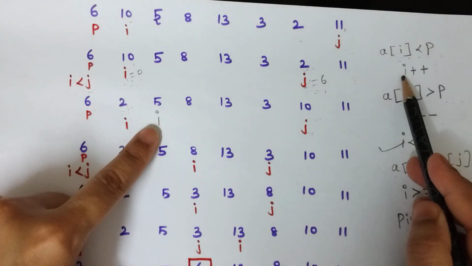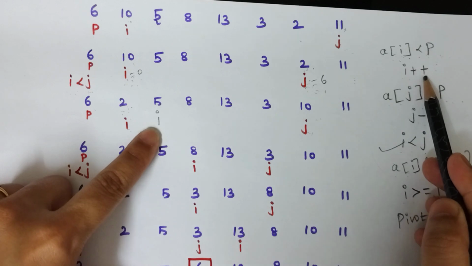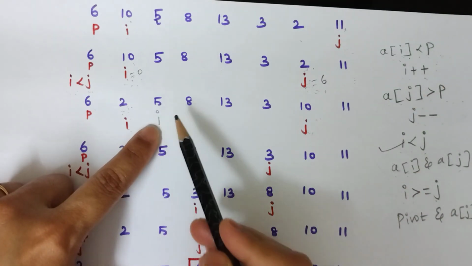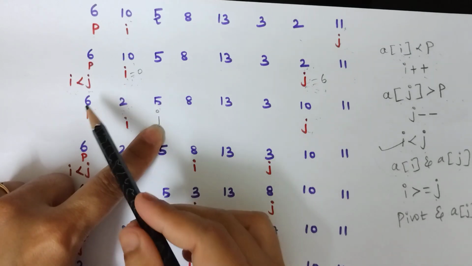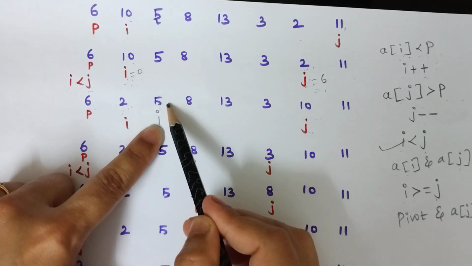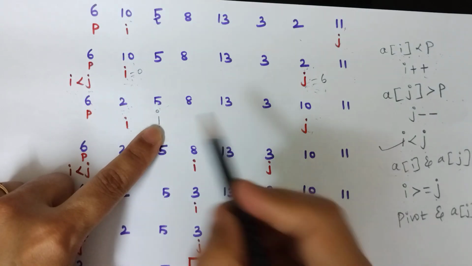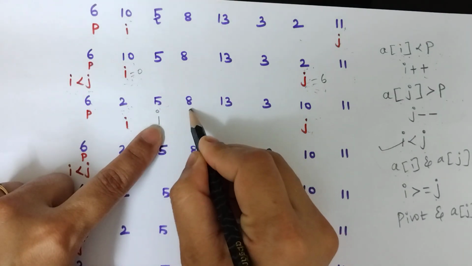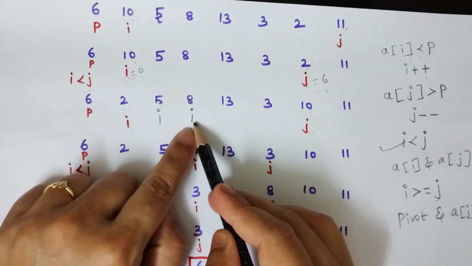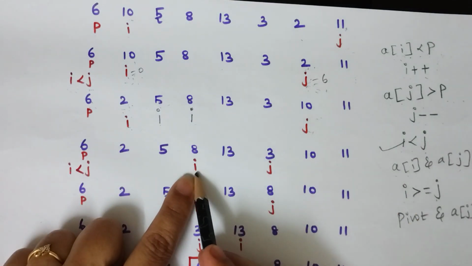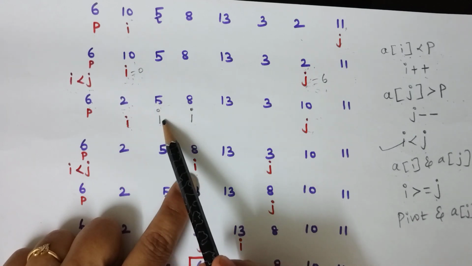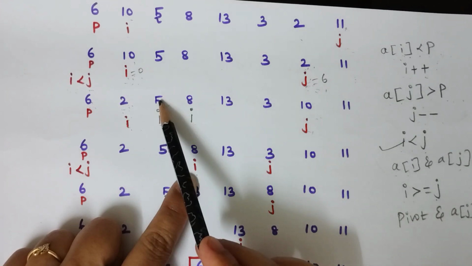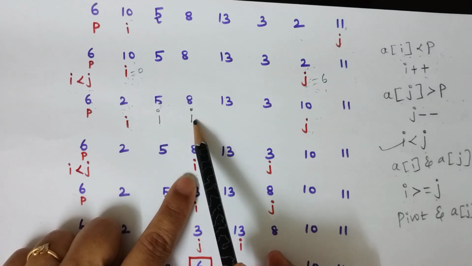Which means you are incrementing the value of I. So I moves here. Again you compare these two values, that is A of I and the pivot value. Yes, A of I is lesser than the pivot value. In this case, again you increment the value of I, so the ith position will be moved here. So that is what is given here. First you compared, it is true, so you incremented the value of I. Again you compared these two values, and this is a lesser value, then again you are incrementing the value of I.